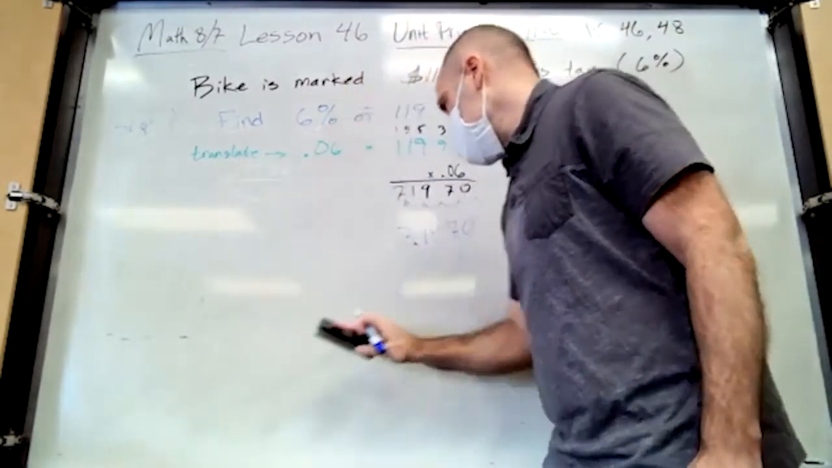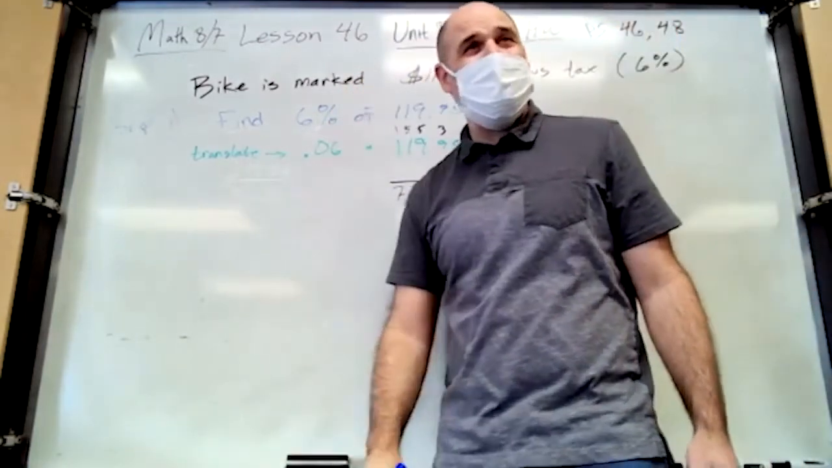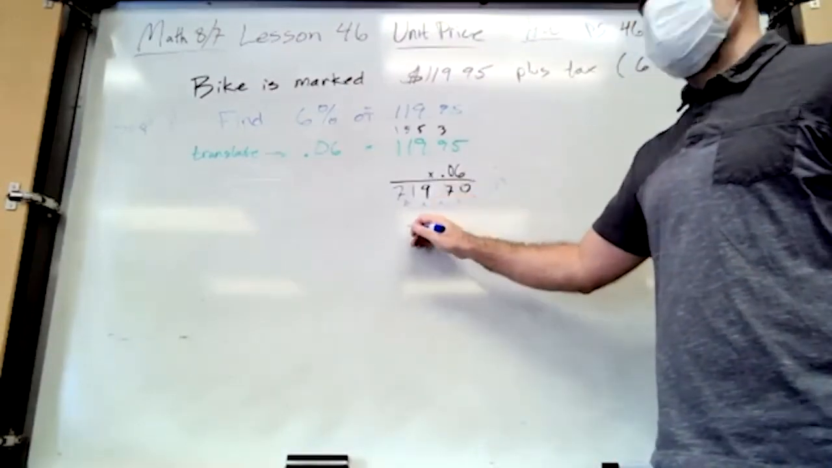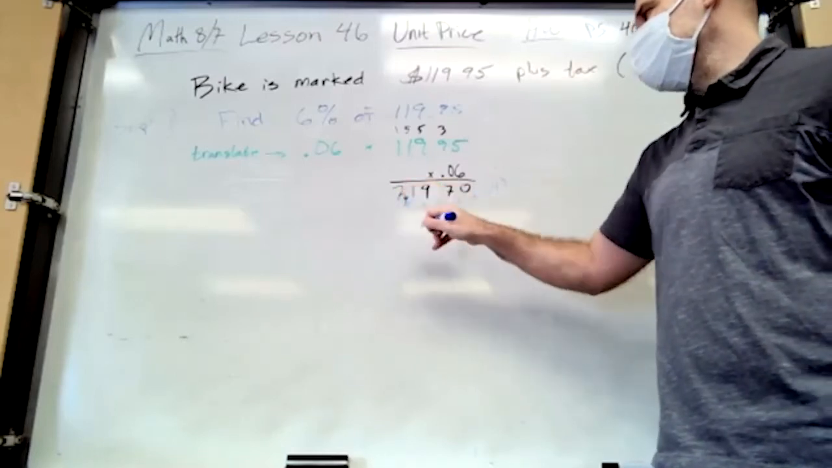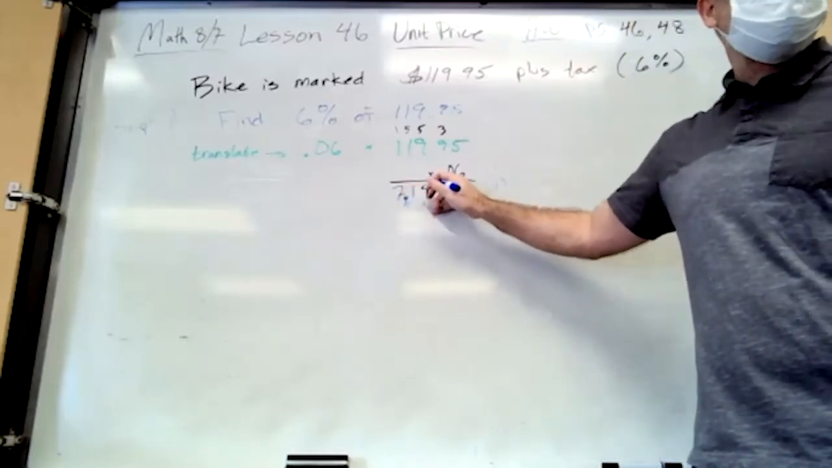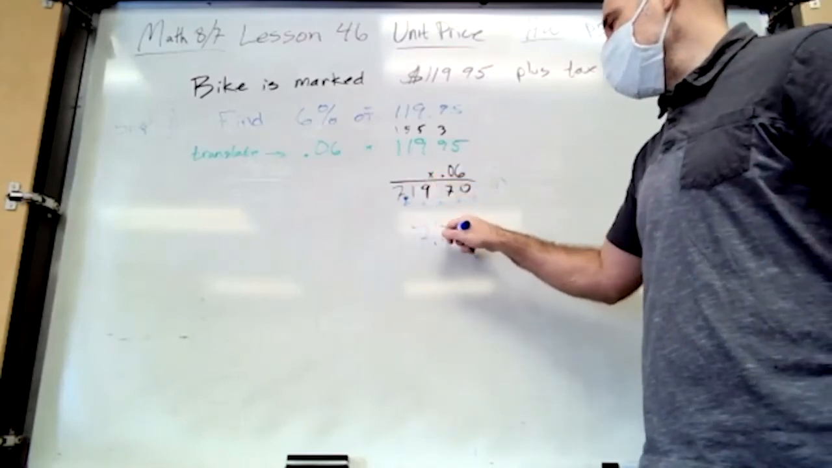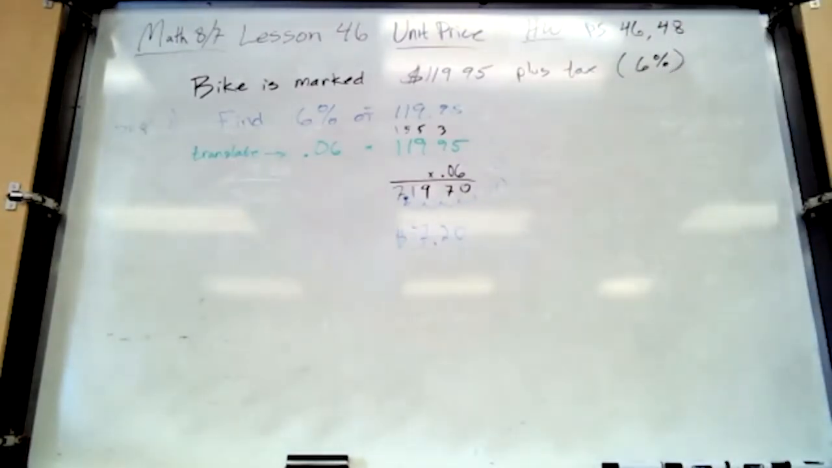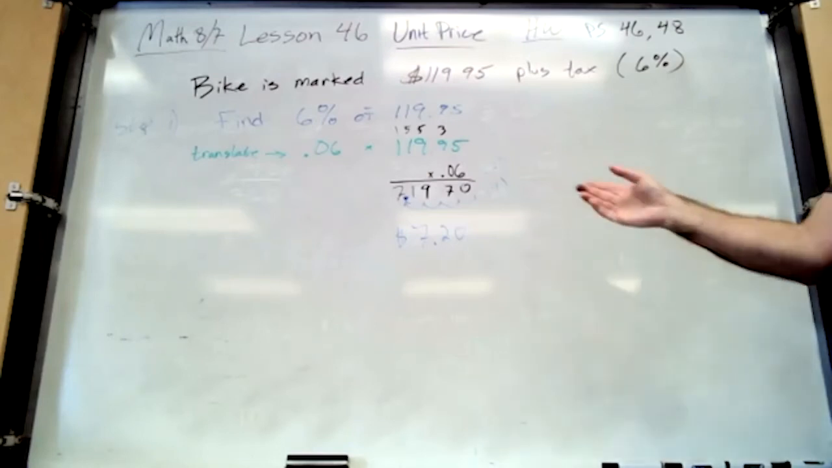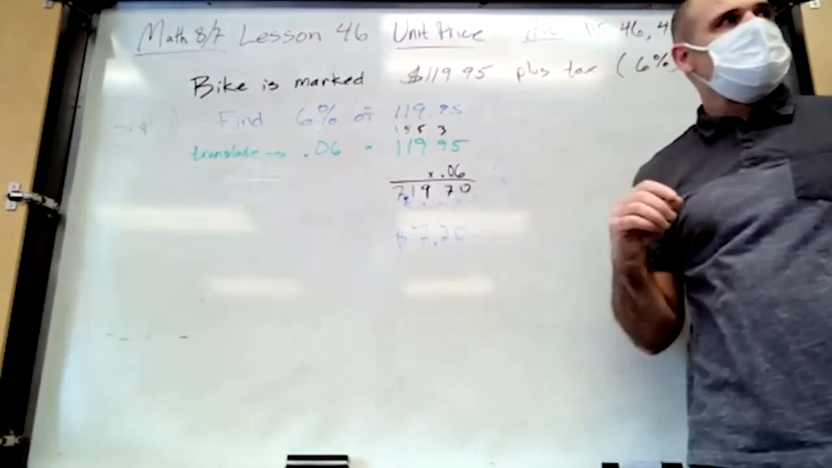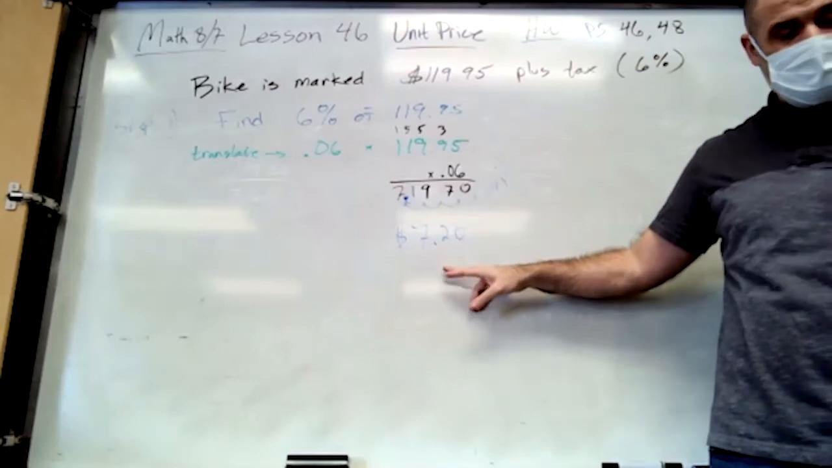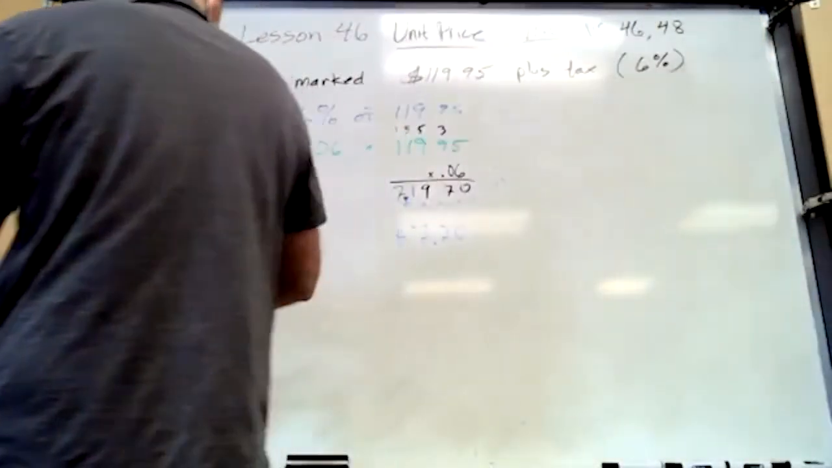I'm going to round this to the nearest cent because that's what money is. So if that's $7.19, that 7 brings it up one more. So this is $7.20. This is the tax. That's not the price of the bike. This is just the money that you add to your price. So that brings us to step 2.